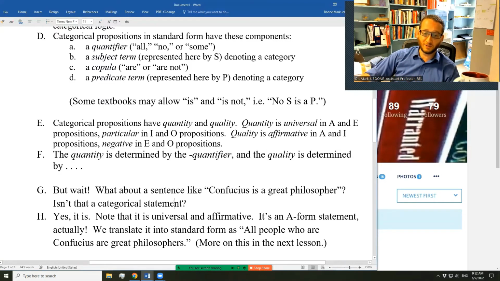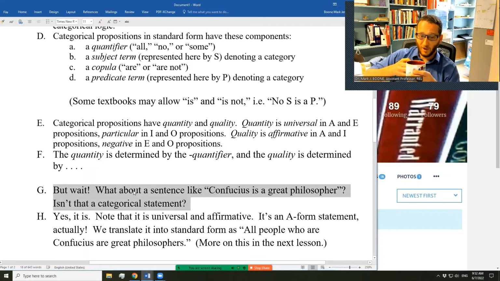And now let's deal with something that may have already been on your mind. What about a sentence like Confucius is a great philosopher? Isn't that a categorical statement? Well, yes, it certainly is. And note that it's affirmative. It's saying that the category of people who are great philosophers is something Confucius is a member of. It's affirmative, not negative, which means it's an A or an I.